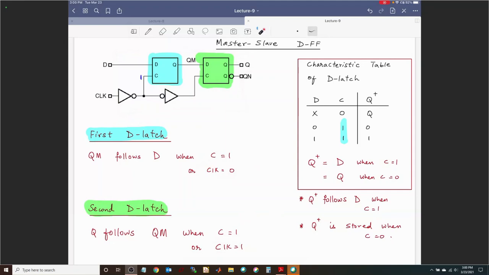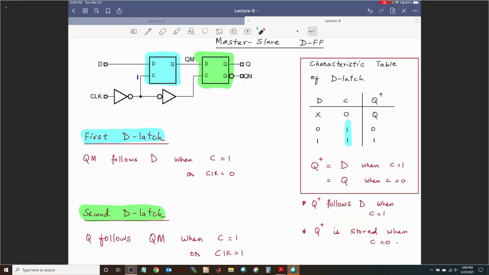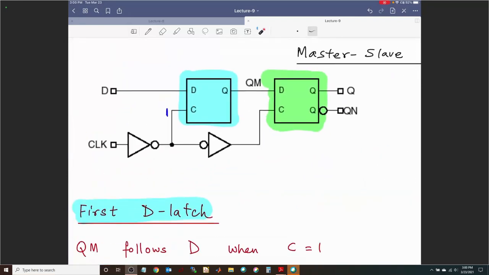That's what we got. Now, can I ask you a quick question? What can I quickly do to this to get a negative edge triggered D flip-flop? Remove the first inverter, right? So if I remove this one inverter, I'm done. I've got a negative edge triggered D flip-flop, because the first guy, the output can change when C is 1. The second guy, output can change when C is 0. So the overall thing responds to when the clock goes from high to low. You guys see that? So that would be a negative edge triggered D flip-flop.